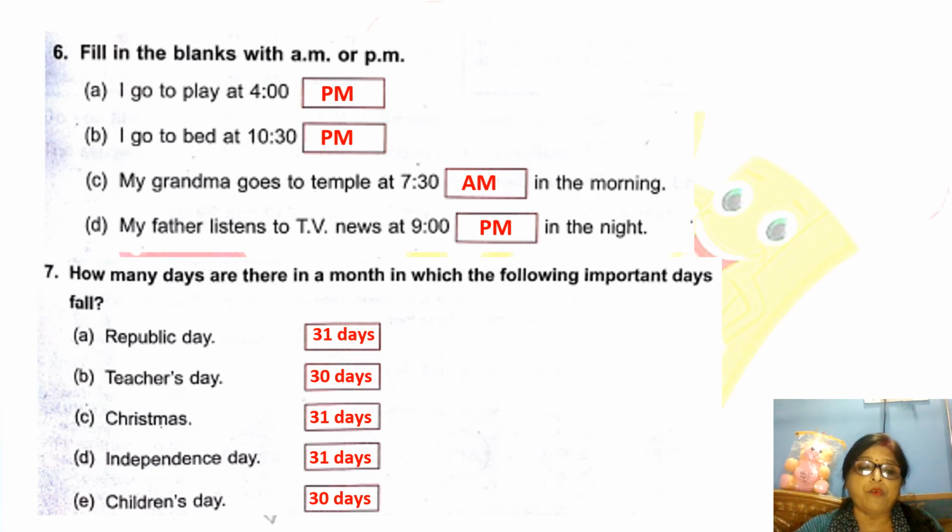Independence Day, it falls in August. So in August there are 31 days. So the answer is 31 days. Children's Day, it falls in November and the number of days in November is 30. So the answer here is 30 days. So in this way you can solve the whole sums.